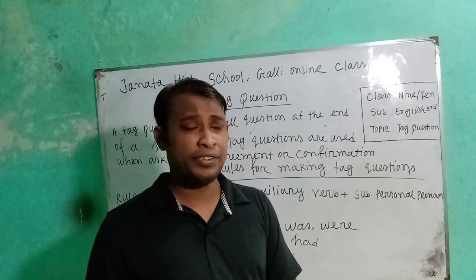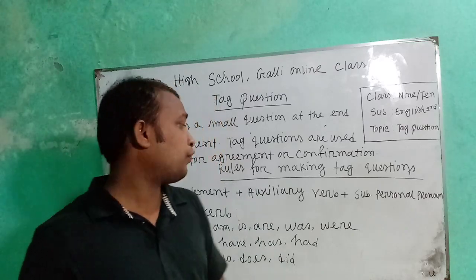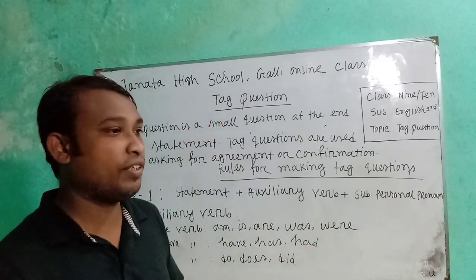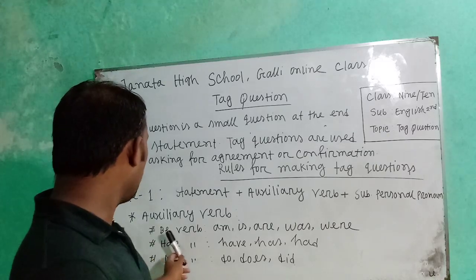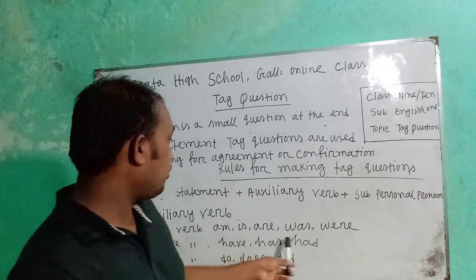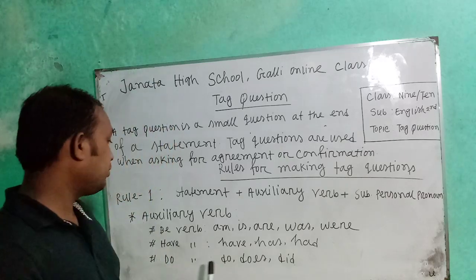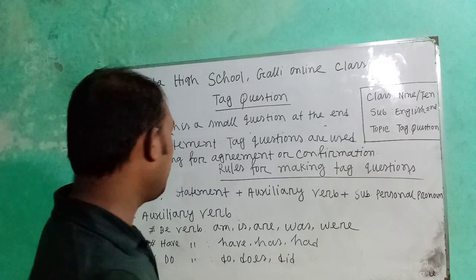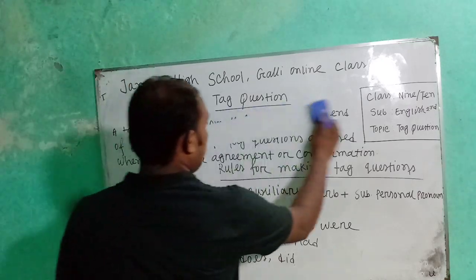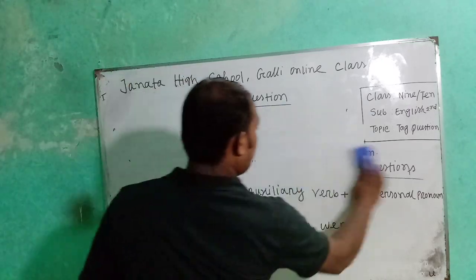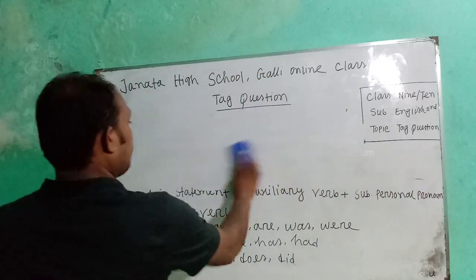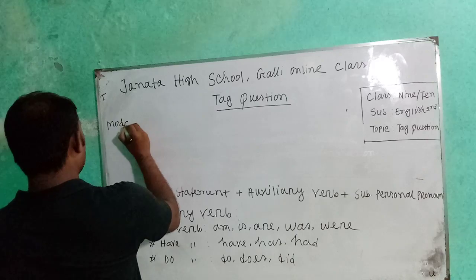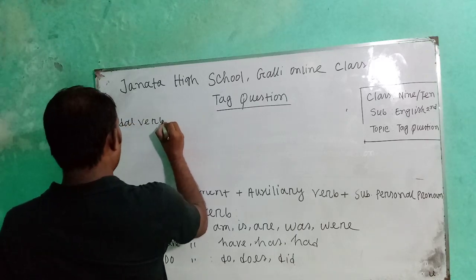In English language grammar, there are 24 auxiliary verbs and they are: be verbs, am, is, are, was, were; have verbs, have, has, had; do verbs, do, does, did; and modal verbs.